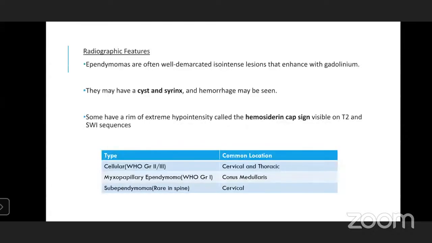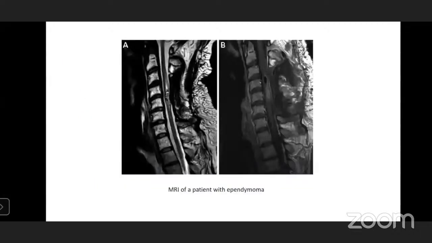So radiological features of ependymoma: they are usually well-demarcated iso-intense lesions that enhance with gadolinium. They may also have a cyst and a syrinx, and hemorrhage may be seen. Some may have a rim of extreme hypointensity called hemosiderin cap sign, which is visible on T2 and susceptibility-weighted sequences. High-grade ependymomas, that is the cellular ones, are usually present in cervical and thoracic region, while myxopapillary ependymomas are usually found in conus medullaris, and the subependymomas, which are rare in spine, in the cervical region. So this sagittal image shows enhancement in the cervical region with a cystic development in the patient of ependymoma.